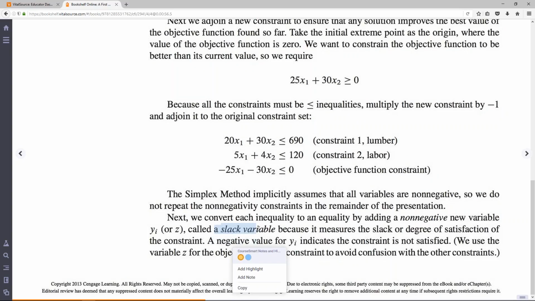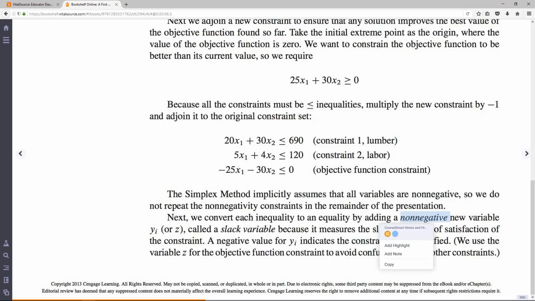Okay, it's called slack variable. That's correct. So if you say that slack variable itself can be a negative value. In this case, because it's always less than that value, a slack variable would be a positive value, right? And then here I actually have more discussion. It says a negative value for yi indicates the constraint is not satisfied, because we actually define that slack variable has to be non-negative.